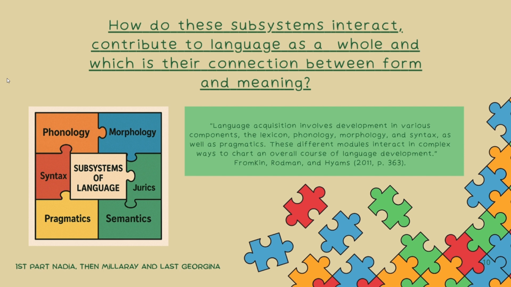We can back up this idea with a quote from the book An Introduction to Language, chapter 9, page 417, that says, "Language acquisition involves development in various components: the lexicon, phonology, morphology, and syntax, as well as pragmatics. These different models interact in complex ways to chart an overall course of language development." So we could say, thanks to this, that the subsystems don't work alone because each one contributes to the functioning of language as an integral system.